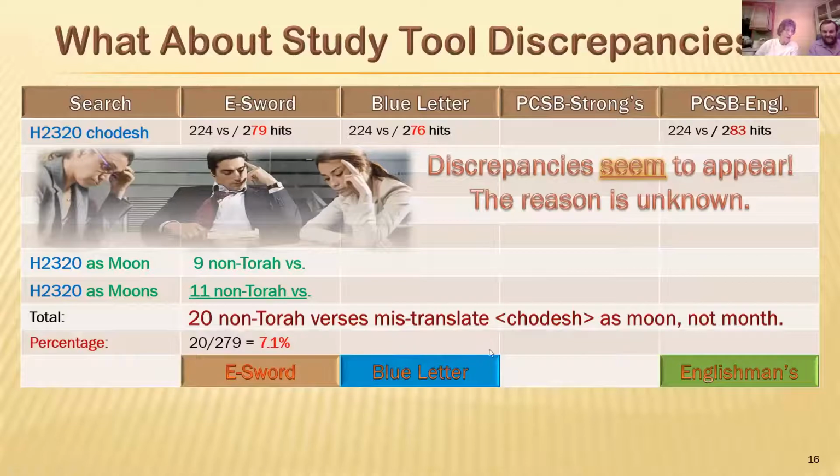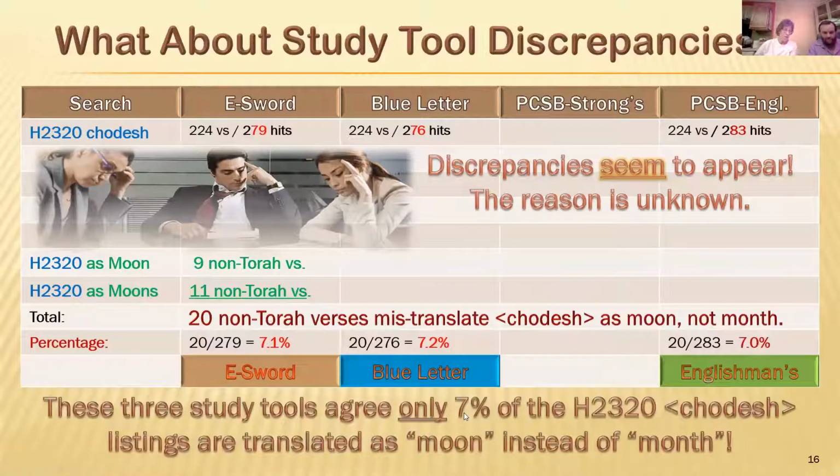But the percentage, this is the important part right here. 20 out of 279 in the eSword is 7.1% of those hits are mistranslated as moon or moons instead of month. 7.1%. Let's look at the Blue Letter Bible because it has the same. I think I might have missed something here, but let's just keep going. Blue Letter Bible, it had 20 out of 276. So when I did the math, it comes to 7.2%. And the Englishman's, when you do the math, to have 20 out of 283, it's 7.0% in the Englishman's.